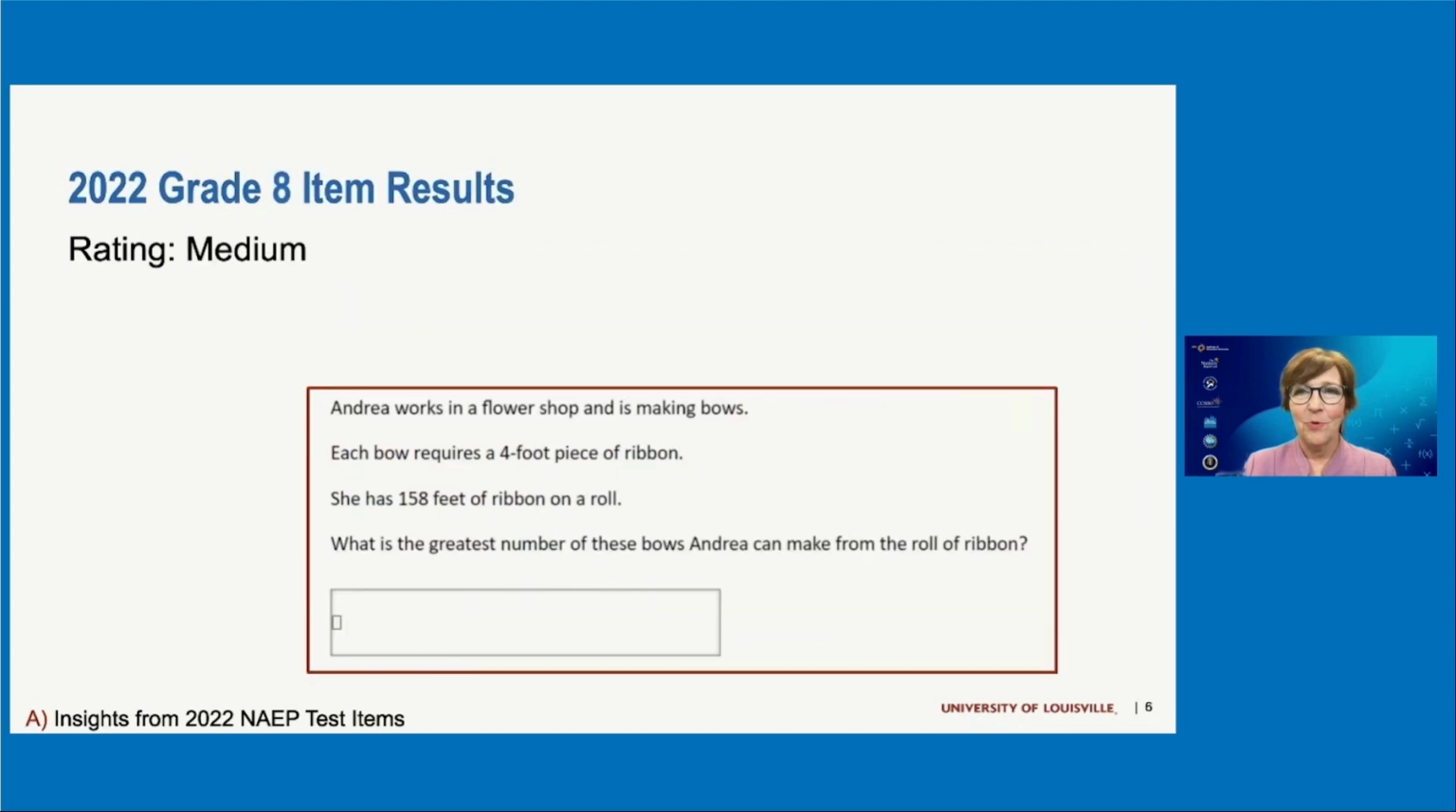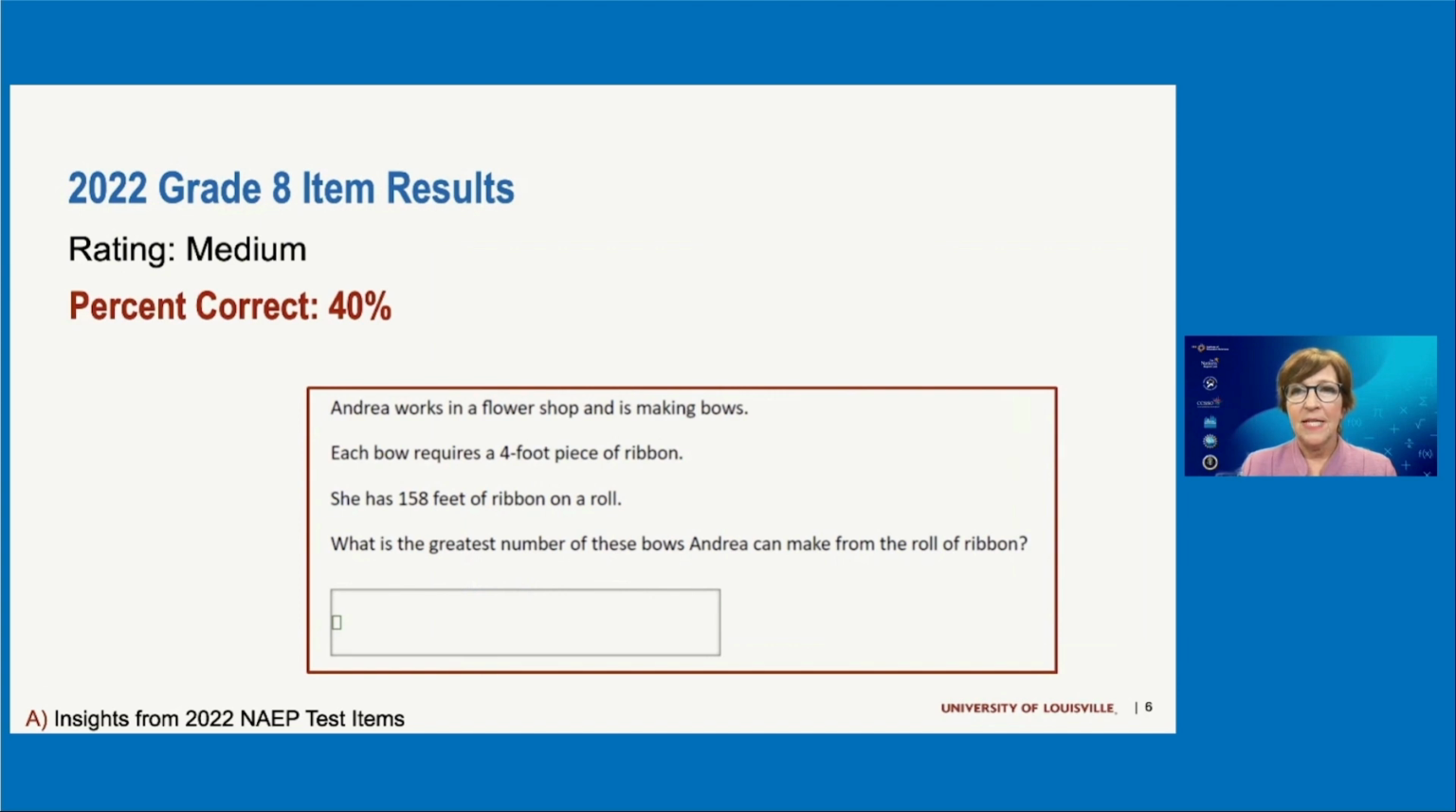And finally, let's move to grade 8. Here's a medium grade 8 item. Again, ask yourself about the level of reasoning that's necessary and useful for this problem. The number of students answering this problem correctly was 40%. So 60% of students answered this problem incorrectly.